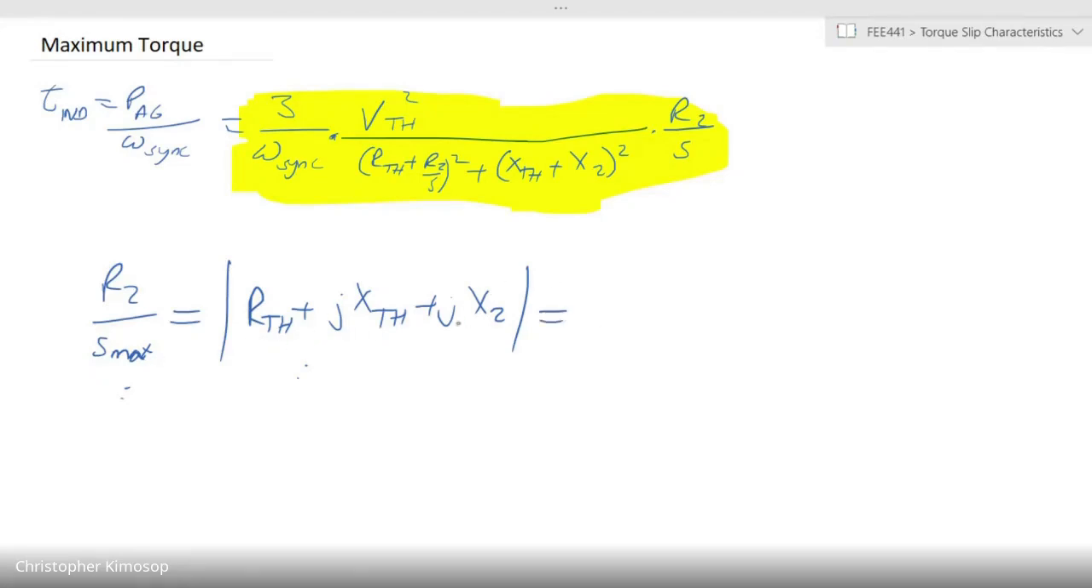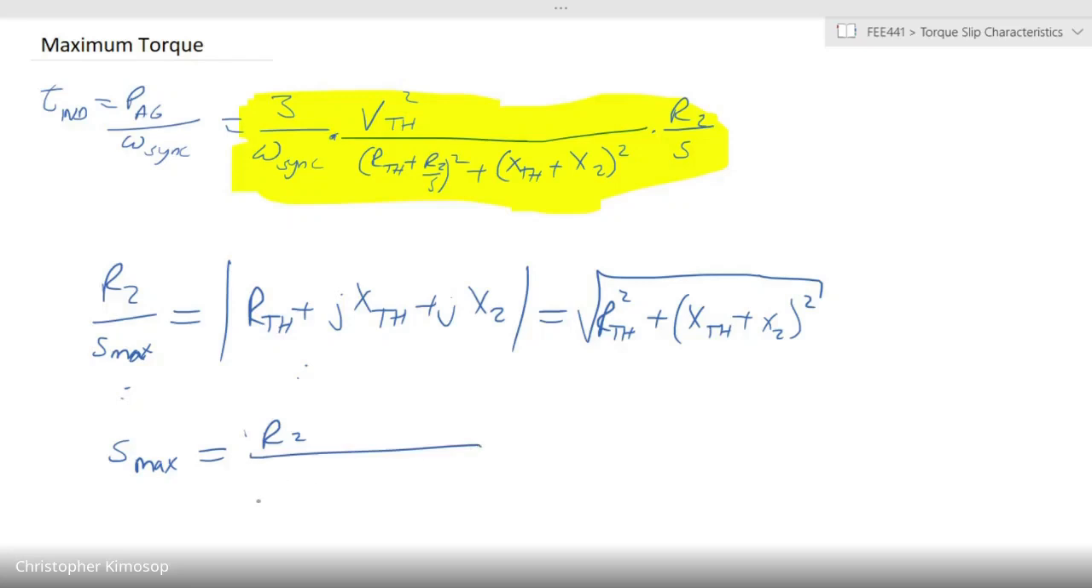In order for us to get this absolute value, you do the square root of squares, which is R Thevenin squared plus X Thevenin plus X2 squared, right? That will be the absolute value. Since we are looking for the slip itself, let's rearrange, and we find that it will be given by R2 over all of this, which is the square root of R Thevenin squared plus X Thevenin plus X2 squared. Okay.